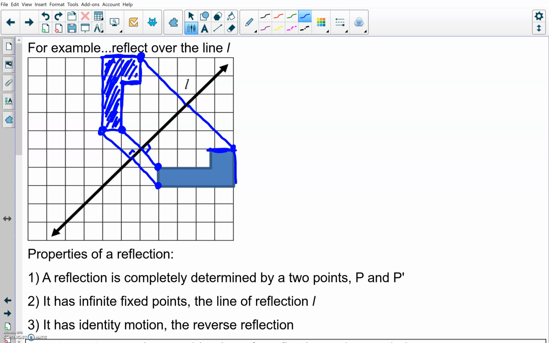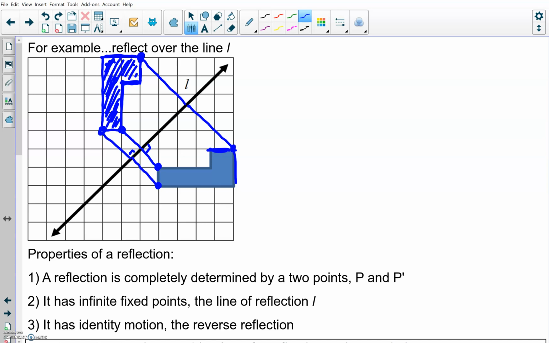And then it has infinite fixed points, the line of reflection L. This line of reflection doesn't move. Any point that's on there is fixed. And there's a whole bunch of them, infinite, because of those arrows going all the way up, all the way down, telling me a line goes on forever.